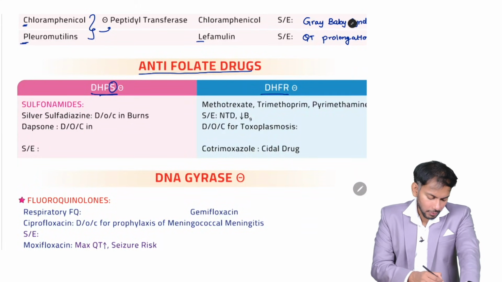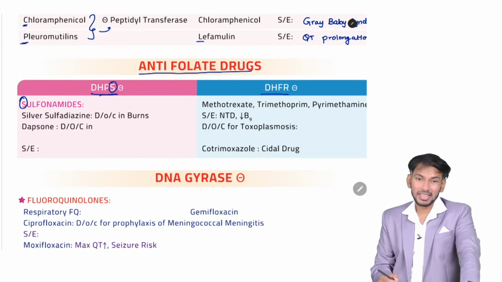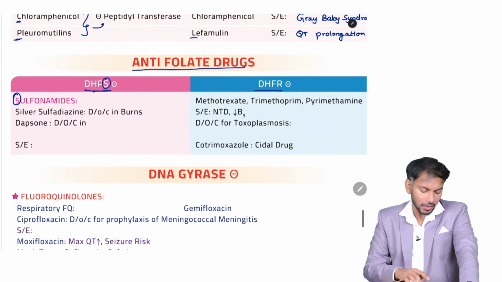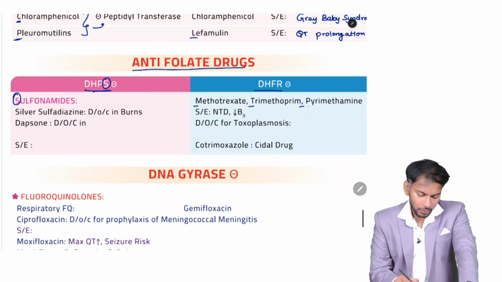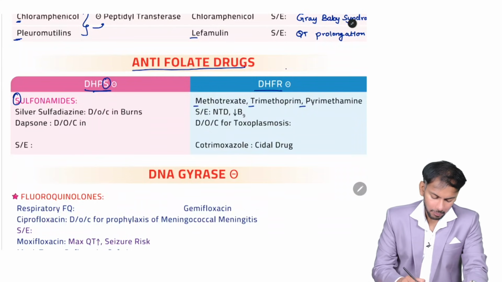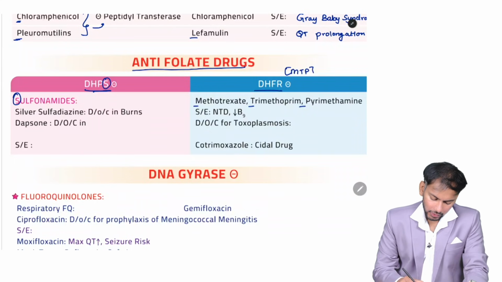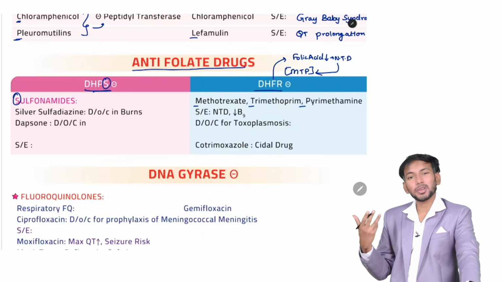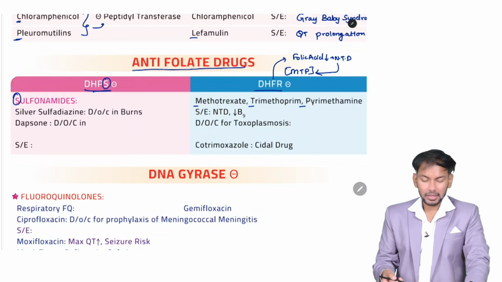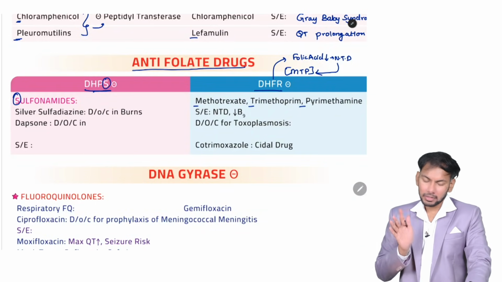DHPS, S for S, can be blocked by sulfonamides. DHFR will be blocked by drugs like methotrexate, trimethoprim, pyrimethamine. How do you remember this? Remember this as MTP. Why? If you block DHFR, what will happen? Folic acid will reduce. If folic acid reduces, it will cause neural tube defects. If there are neural tube defects, what will you do? Empty the pregnancy. That is why remember it as MTP: methotrexate, trimethoprim and pyrimethamine.